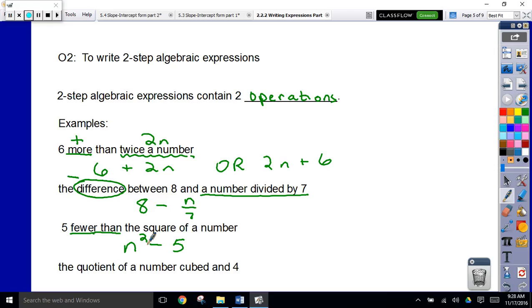Hannah, quotient of a number cubed and 4. What does the word quotient tell us that we're going to do? Divide, good. What are we going to divide? What 2 things? A number cubed and 4. So we're going to have a number cubed on top and a 4 on the bottom. Spencer, how do we represent a number cubed?